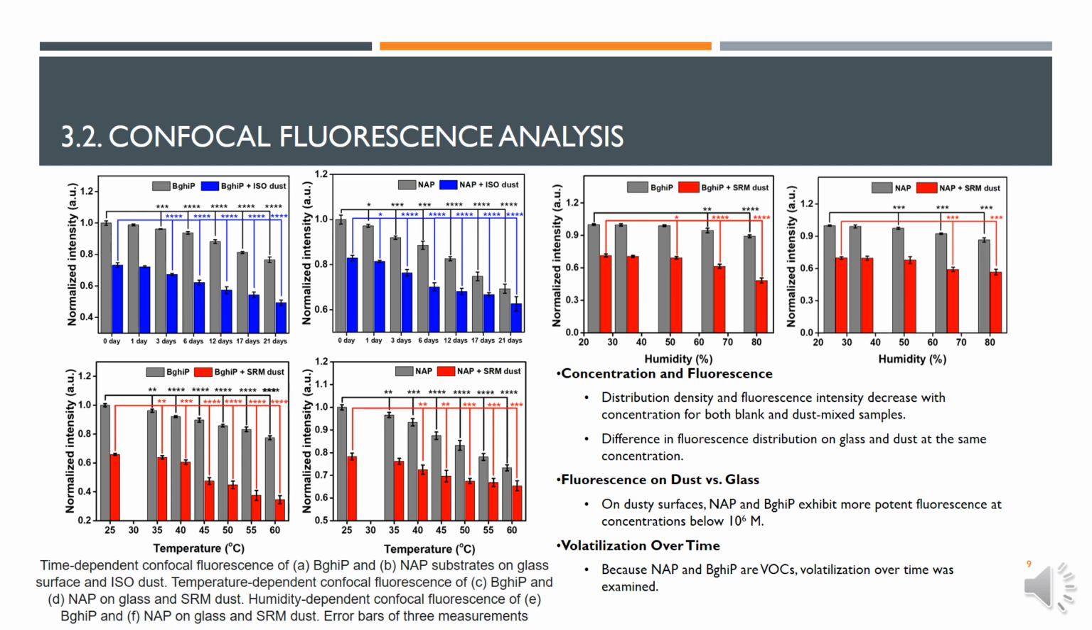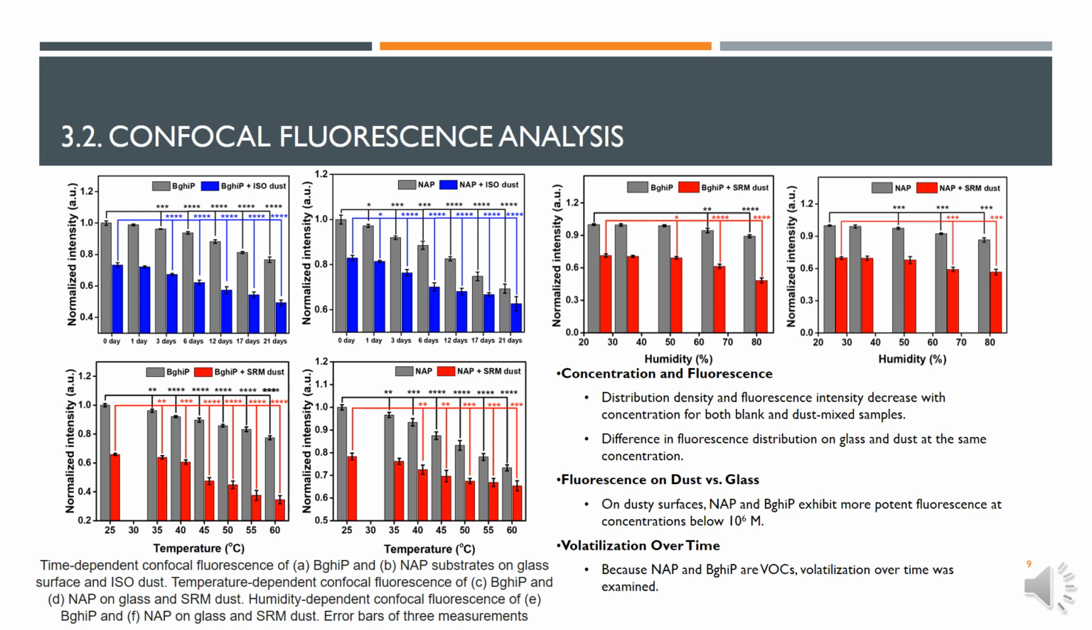At lower concentrations, the distribution density and fluorescence intensity markedly decreased, observed in both blank and dust-mixed samples. Notably, the fluorescence distribution differed between glass and dust at the same concentration, with naphthalene and benzopyrene exhibiting significantly stronger fluorescence on dust surfaces at concentrations below 10 to the power 6 molar. Dust surfaces displayed a more even distribution, indicating even absorption, while naphthalene concentrated on glass.